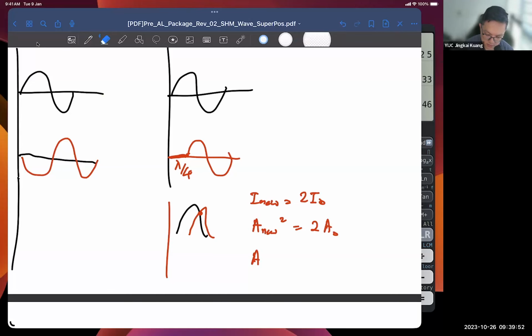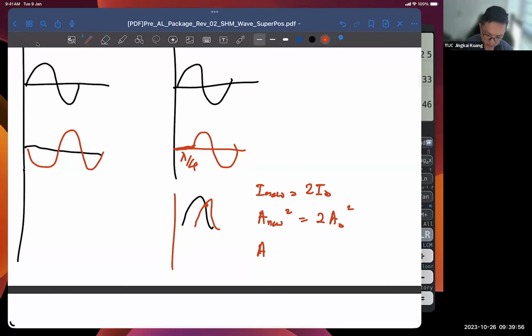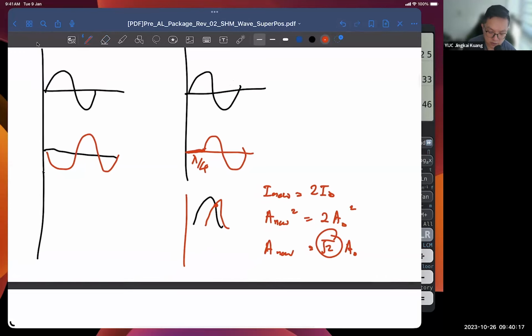Yeah, so it is 2A naught squared. Okay, so A new is equal to the square root of 2 A naught. Oh no, without the square root, sorry. Yeah, just like that. So this number is less than 2 times A naught. This is not completely constructive. It's not a full addition.